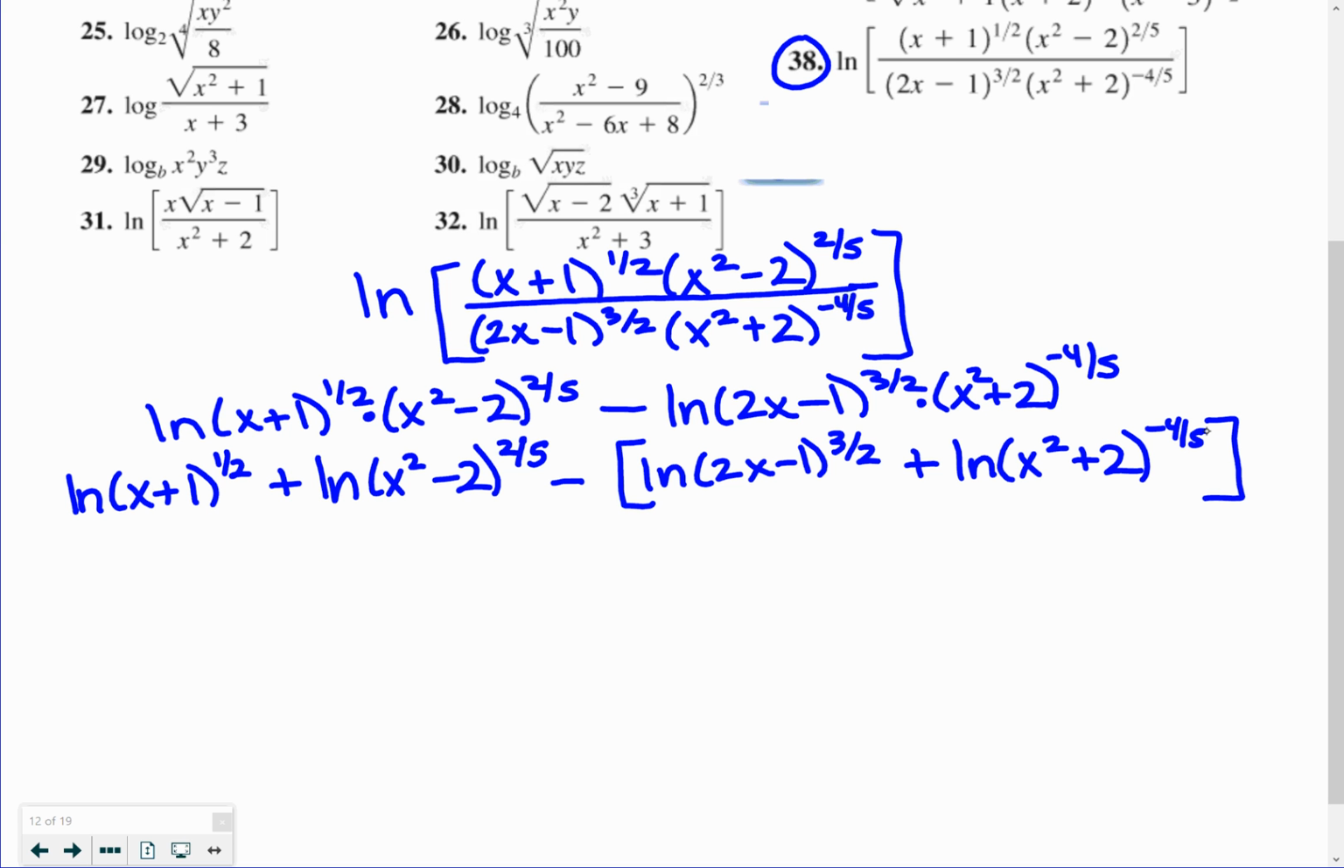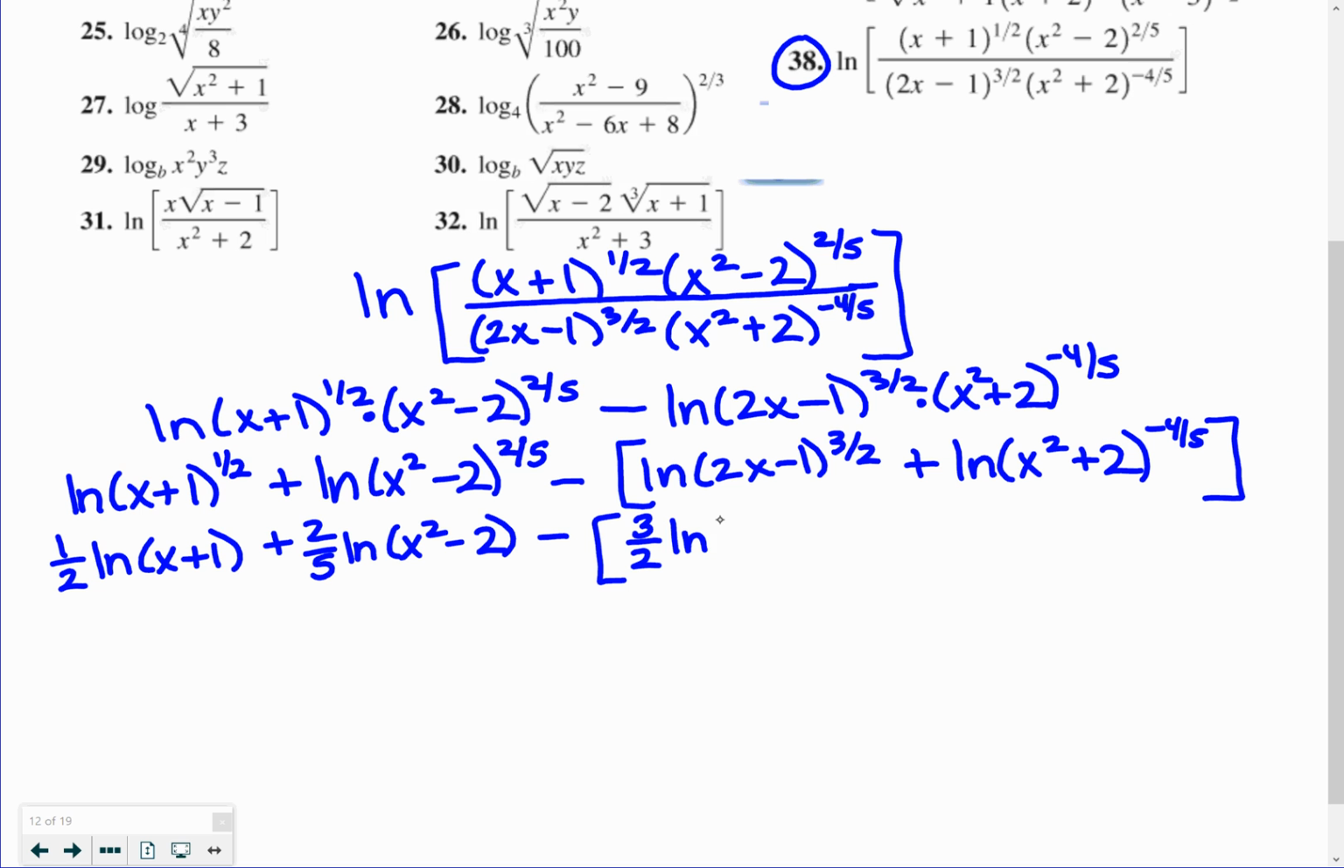Okay, so division inside my log turned to subtraction. Multiplication inside my log turned to addition. The last thing that we can do is if we have any exponents, we can move them down in front of their respective logs, and each of these has an exponent. So it's going to be 1/2 natural log x plus 1 plus 2/5 natural log x squared minus 2. You can either distribute the negative through here if you want to. Let's call it an optional step, or you can just leave it. I'm just going to leave it.